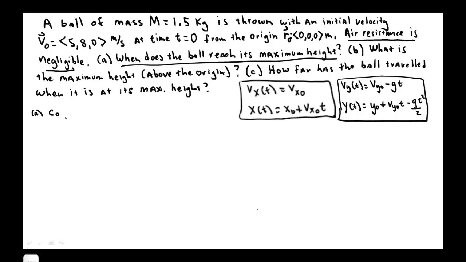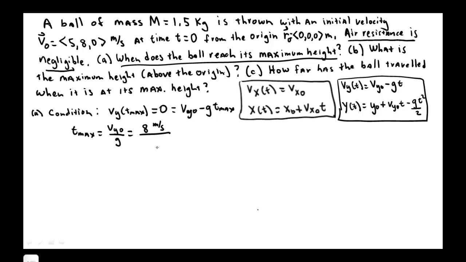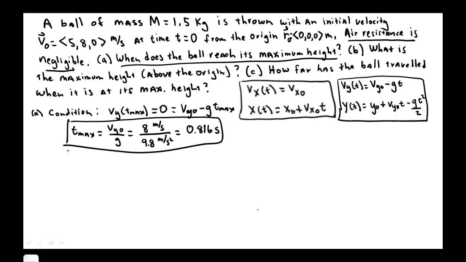First, when does the object reach the maximum height? The condition on this is that at the maximum height, the object transitions from rising to falling, meaning its y component of velocity is 0. So, applying this condition in our expression for the y component of the velocity, we can solve for the time when the maximum height occurs, t max. If we plug in the numerical values, we find t max here, which is just what we found earlier with our computer calculation. So that's good.